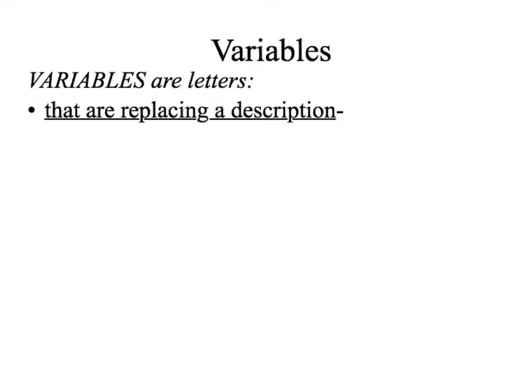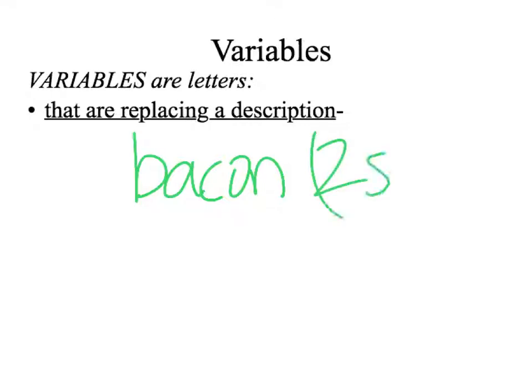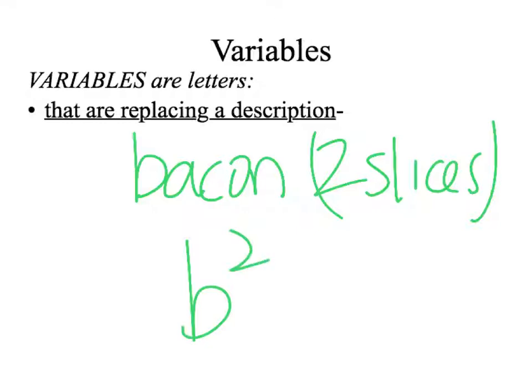Variables, we use that term a lot in algebra, but variables are letters that are replacing a description. So for example, today we talked about bacon, and instead of saying the words, which stood for 2 slices of bacon, we use the variable b squared to stand for that.